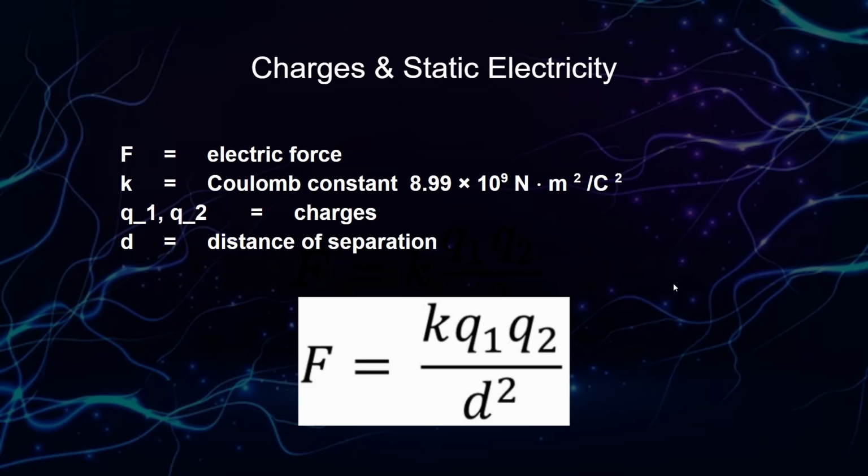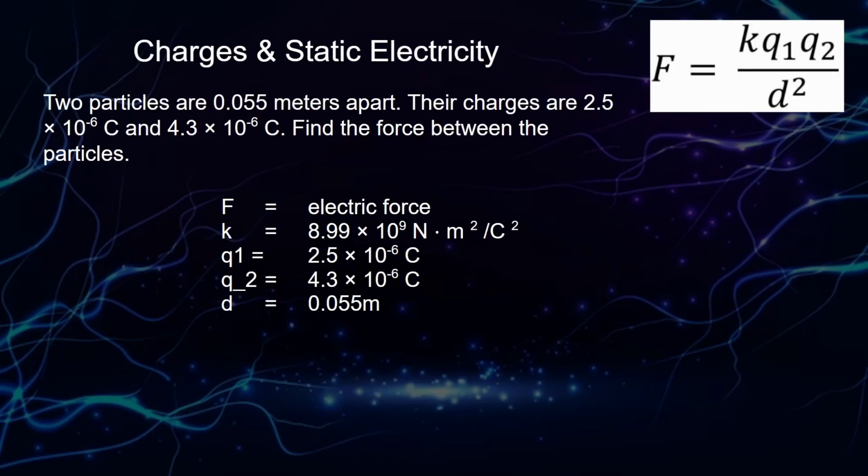So let's do one of these equations really quick so you can see how to plug them in and what they look like. Let's see, two particles are 0.055 meters apart. Their charges are 2.5 times 10 to the negative 6 coulombs and 4.3 times 10 to the negative 6 coulombs. So find the force between the two particles.